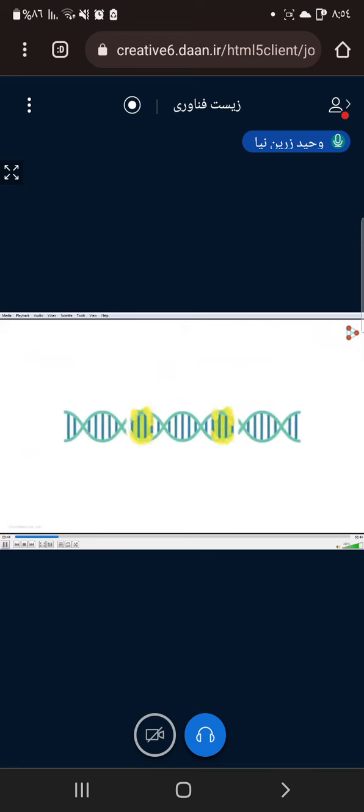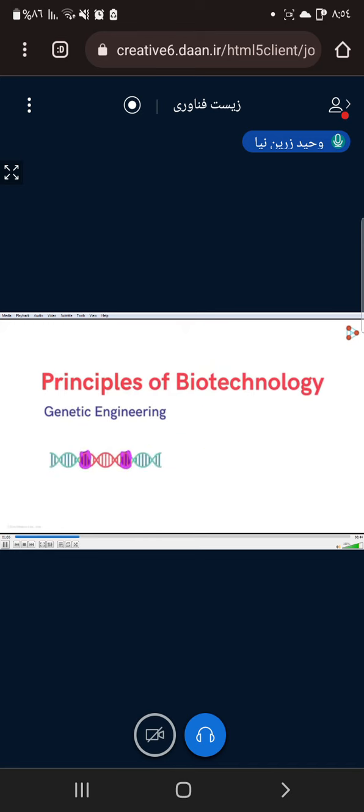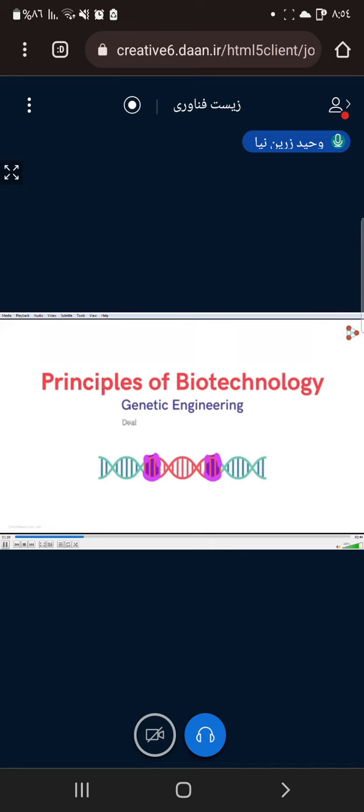On similar lines, when we cut and join genetic material, the process is known as genetic engineering. It's one of the principles of biotechnology. Now let's explore more about these principles in detail. Most of the principles of biotechnology are based on two engineering branches, that is, genetic engineering and chemical engineering. Genetic engineering is the branch which deals with the modification of the genetic material of an organism.